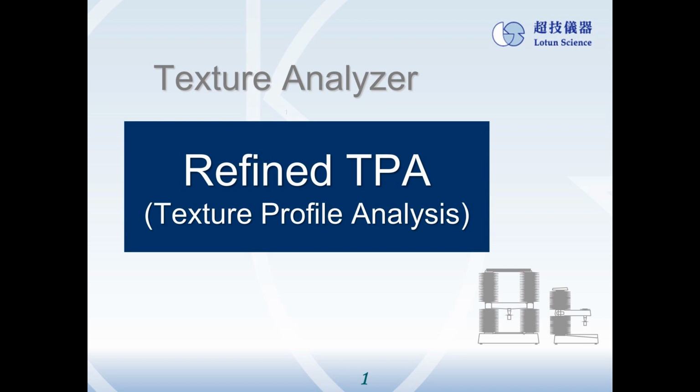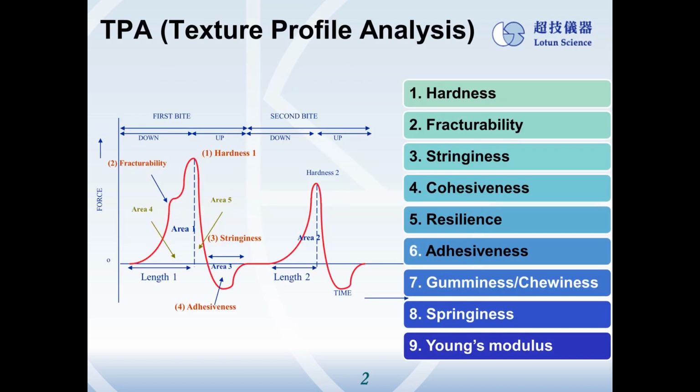We are Lowton Science. We would like to introduce our developed technology, the Refined Texture Profile Analysis. Texture Profile Analysis, or TPA, has been extensively used for determining the textural properties of foods.